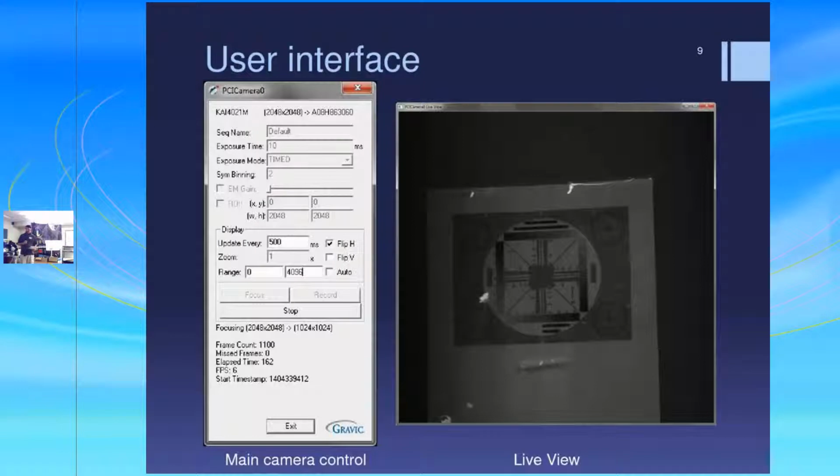A screenshot of the user interface is shown. It's a work in progress, but even at this stage, gives us control over most of the important features of the camera. The image on the right is a separate window that shows a live view of the target.